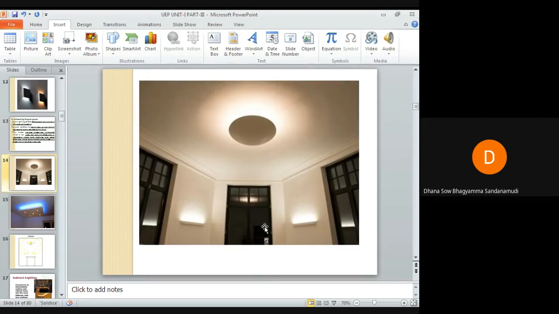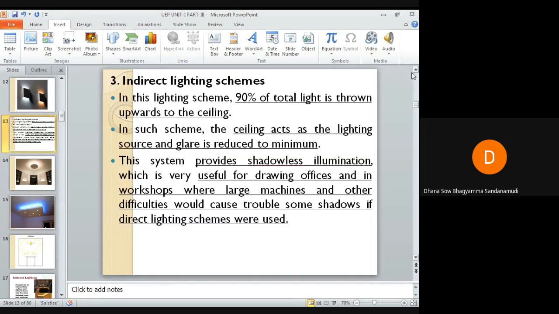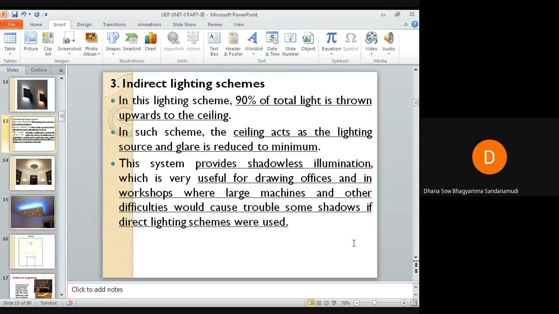So it doesn't mean that if I use only the indirect lighting, only the ceiling will be illuminated. The whole room will be illuminated because of indirect lighting also. But the thing is, the ceiling is more illuminated when compared to the surface of the room. That's all. Because of this type of lighting, definitely you will get a shadowless illumination. No shadows will be there in the room.